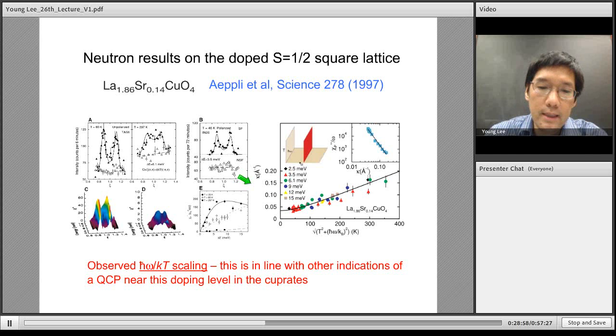the fact that omega over T scaling may be because there's a quantum critical point nearby, and I think there's a lot more indicators that there is a quantum critical point near this doping level. Again, this is a very active field, and there are no firm conclusions to be made here. But I think there's definitely a camp of scientists who believe the quantum critical point near this doping level could be important to the physics that is observed. And neutron scattering is one of the principal evidences for this.